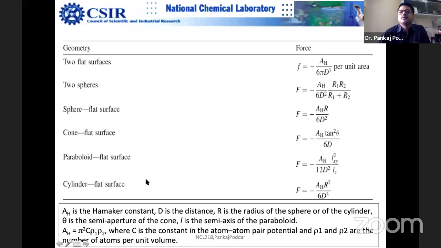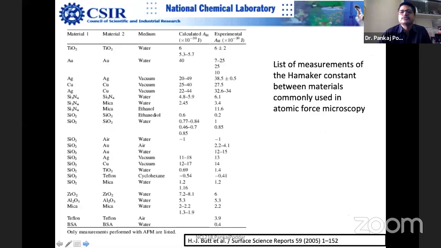Here again, some more similar forces are given, and I find this very interesting. If you see, the reference has changed here, and this is basically a review article in Surface Science Reports 2005. From personal experience, I learned a lot from this one single paper. It is about AFM, but it really opened my eyes.